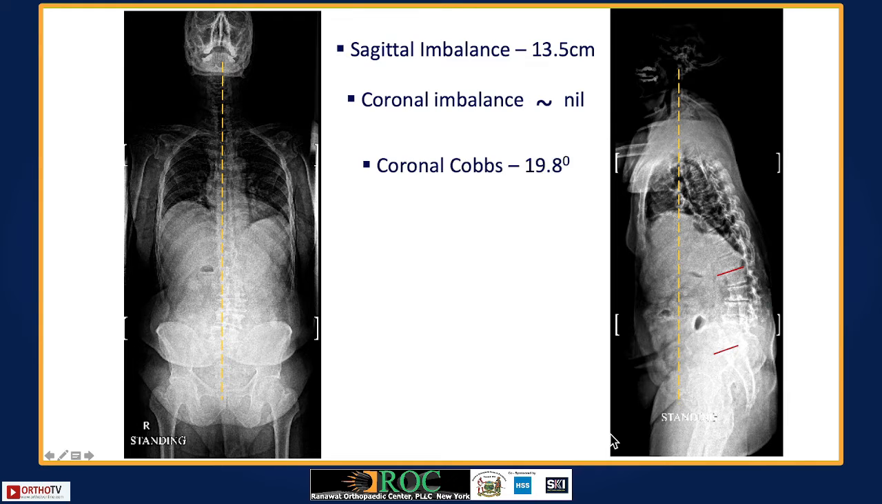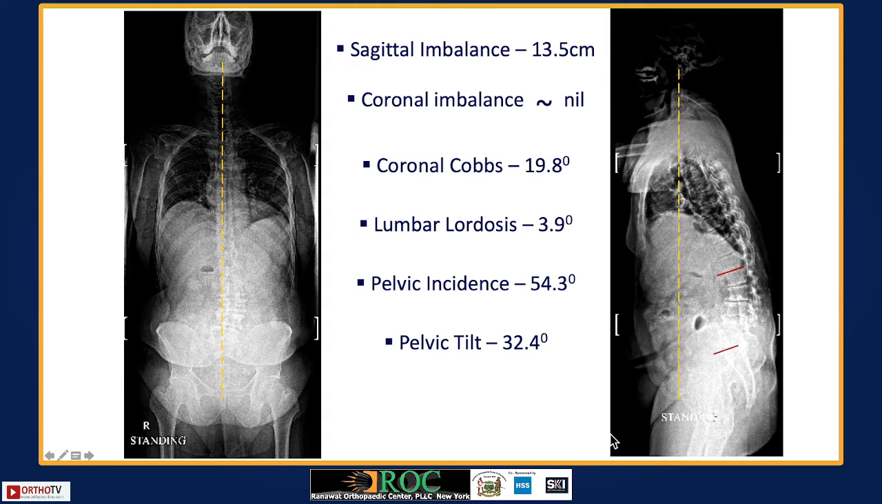These are his parameters. He had a positive sagittal imbalance of around 13.5 centimeters. Coronally, he was well aligned, with a coronal offset of around 19.8. The apex was from L2 to L4. There was a lumbar lordosis of around 3.9 degrees, pelvic tilt of 32.4, and sacral slope of 21.9 degrees. And this is how he looked.